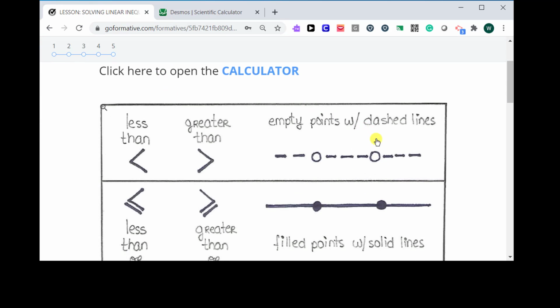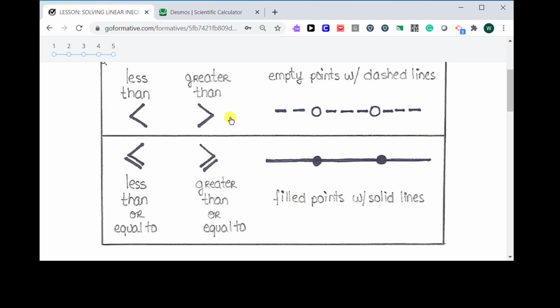Also, for this lesson, it will be important that you become familiar with this table, which demonstrates that the inequality signs of less than and greater than will mean empty points with dashed lines, and the symbols of less than or equal to or greater than or equal to will mean filled points with solid lines. A quick way to remember these facts is if the inequality signs don't have a dash underneath, that means it will be empty points with dashed lines. And if there is a dash underneath the inequality signs, then you will have filled points with a solid line.